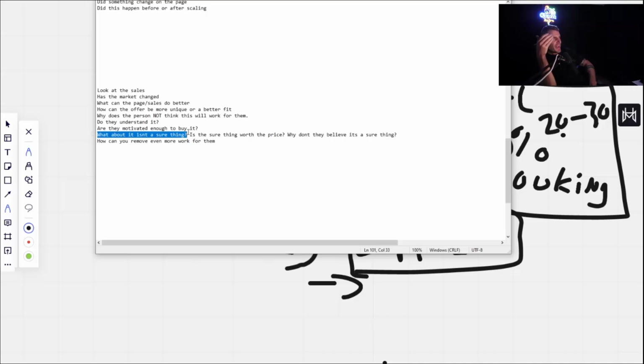And then finally, if that's one of the cases, how can you remove the thing that stops it from being a sure thing? Can you do work for them? Can you fill in the blanks? Can you give them templates? Can you automate processes? Can you do it for them? For example, when people were buying Hyros, they'd worry if they could set up tracking on their own. We said, don't worry, we'll handle that part.